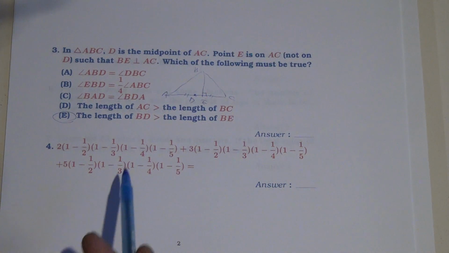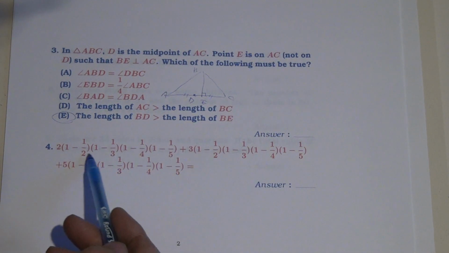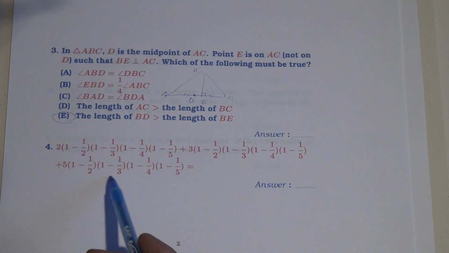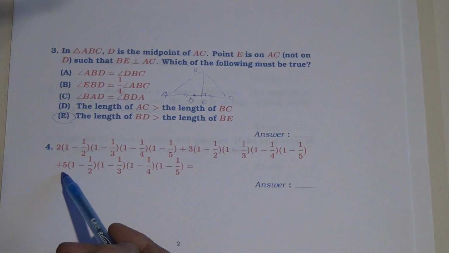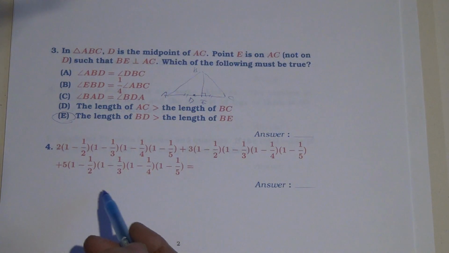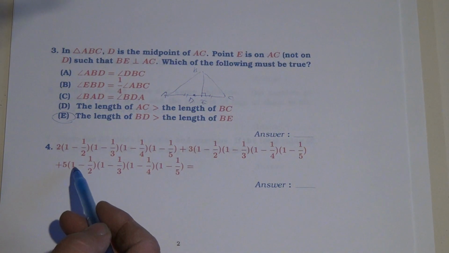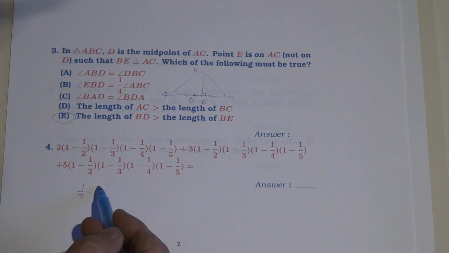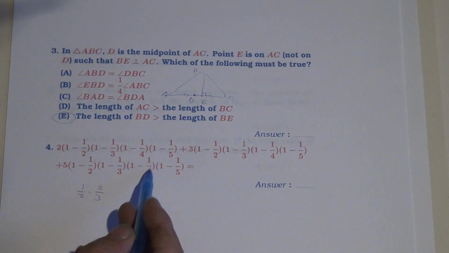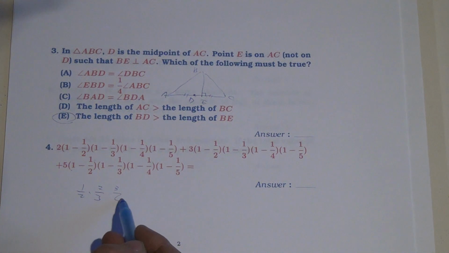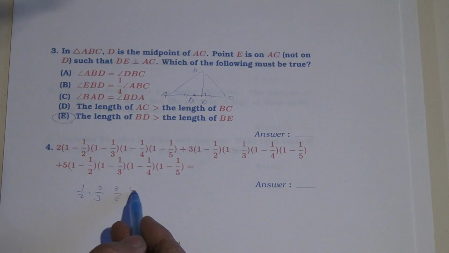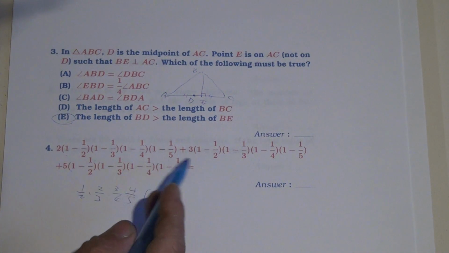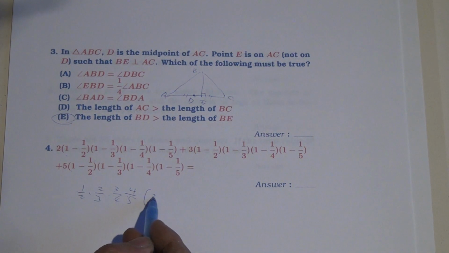Now number 4. Whenever you have the same expression times something plus the same expression times something, then you just factor out. Before you factor out, let's see. 1 minus 1/2 is 1/2. 1 minus 1/3 will be 2/3. And then 1 minus 1/4 will be 3/4. And then 1 minus 1/5 will be 4/5. You factor out. And then inside you have a 2, 3, 5 in the addition form.